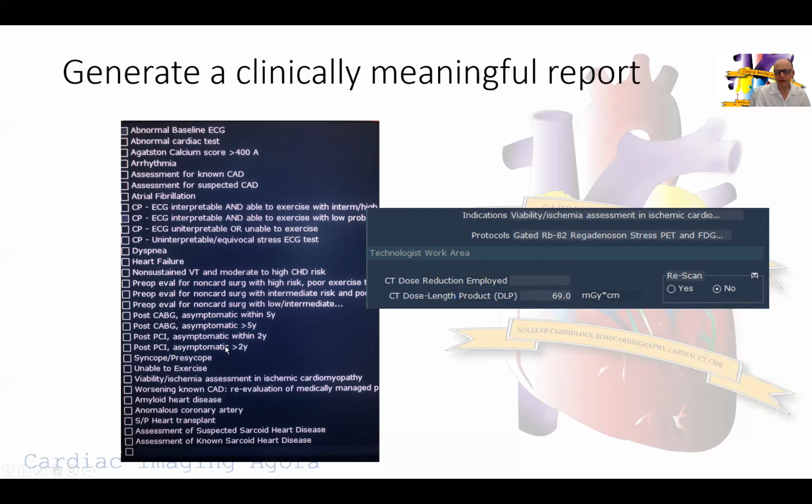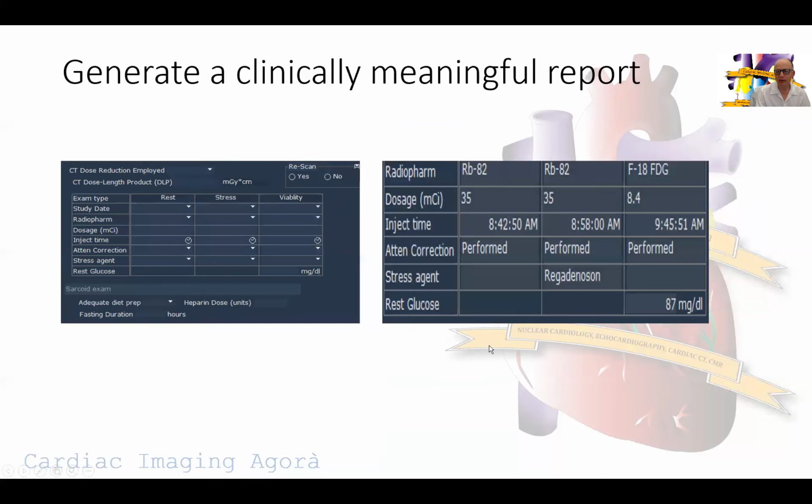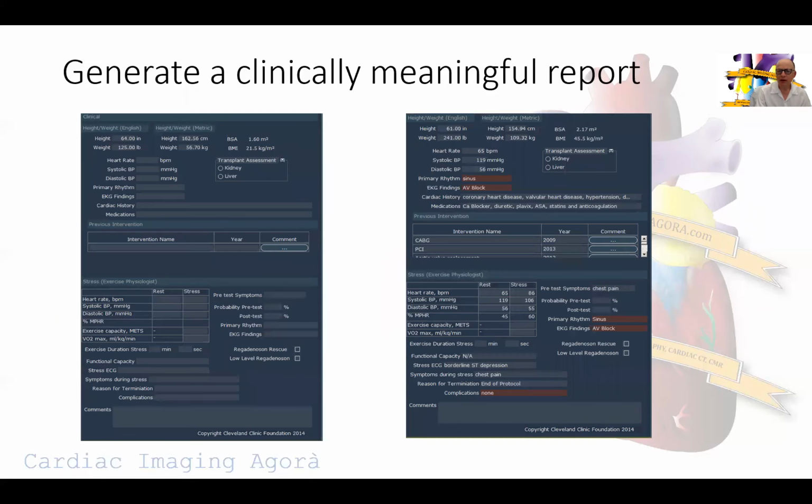The indication for this test was to assess ischemia and viability in a cardiomyopathy patient. We put the dose given for all three, for the rubidium, rest, and stress, and then for the FDG, as well as the resting blood sugar at the time of the scan. That's all for quality assurance purposes.